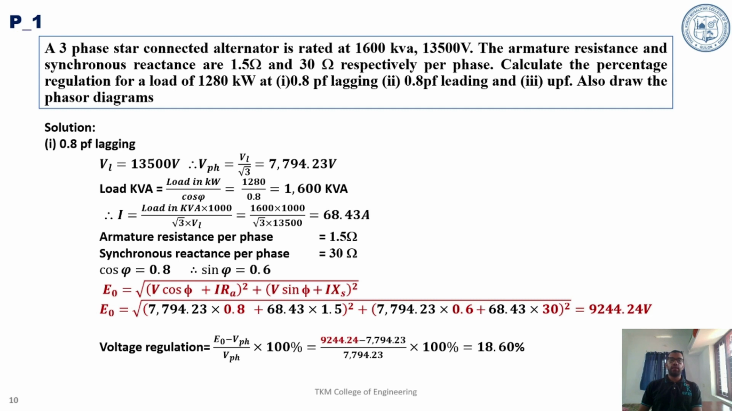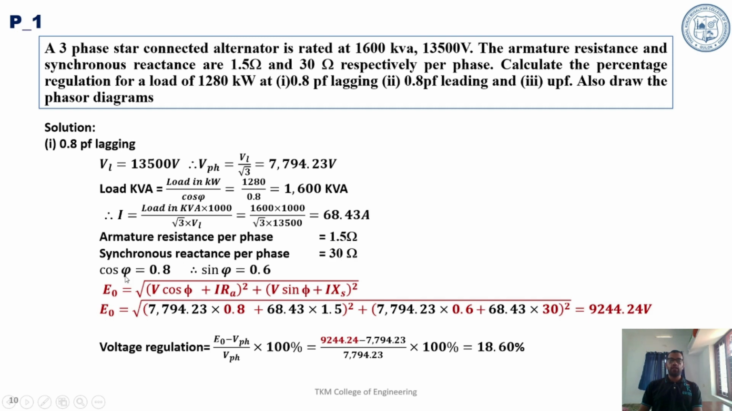Coming to the first case, that is 0.8 power factor lagging, the given value is the line voltage, that is 13,500 volt, which we need to convert into phase voltage, and it is coming as 7794.23 volt. The load of 1280 kilowatt we need to convert into kVA: dividing the kilowatt value by the power factor gives kVA, and it is coming as 1600 kVA. Based on kVA and line voltage, we can calculate the current, and the current is coming as 68.43 ampere.